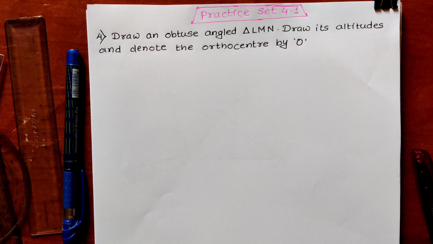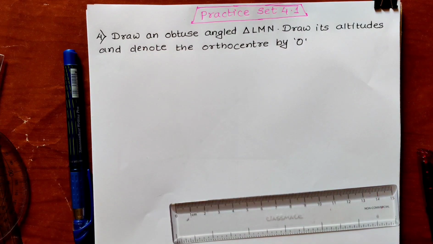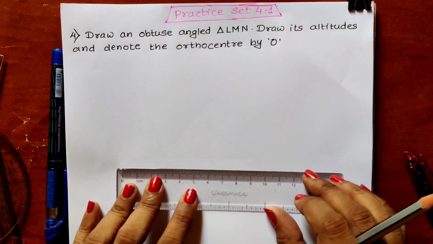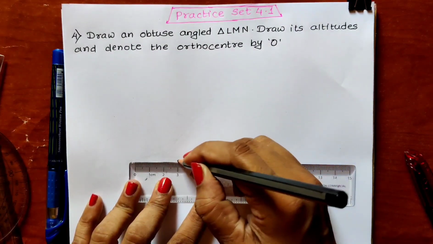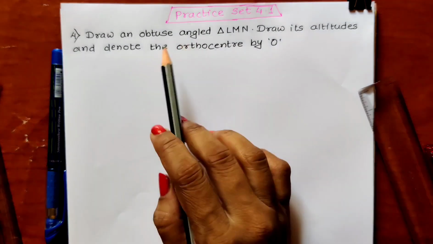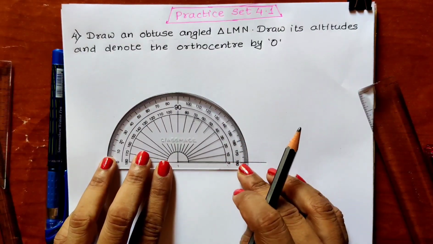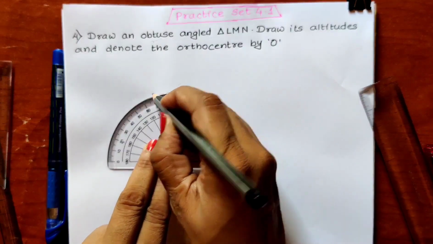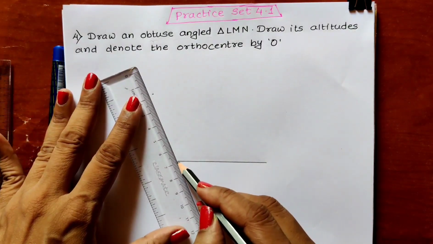First we have to draw an obtuse angle triangle. So any obtuse angle triangle we can draw here. As it is an obtuse angle triangle, it means one angle should be greater than 90 degrees. If I draw a straight line it will be 90 degrees, so I will be drawing at 110. So it is greater than 90 degrees.